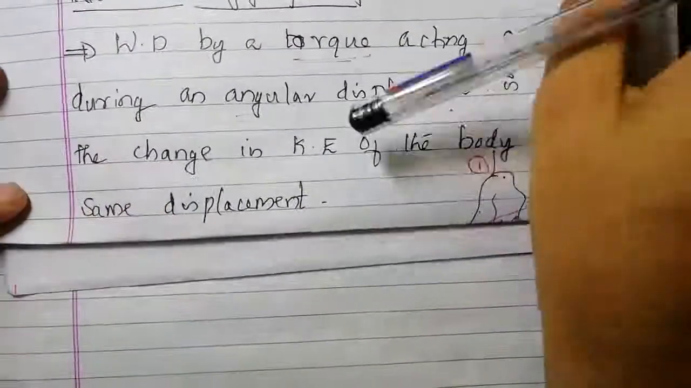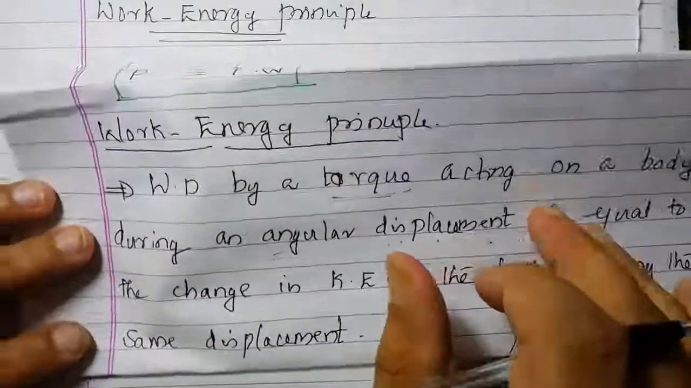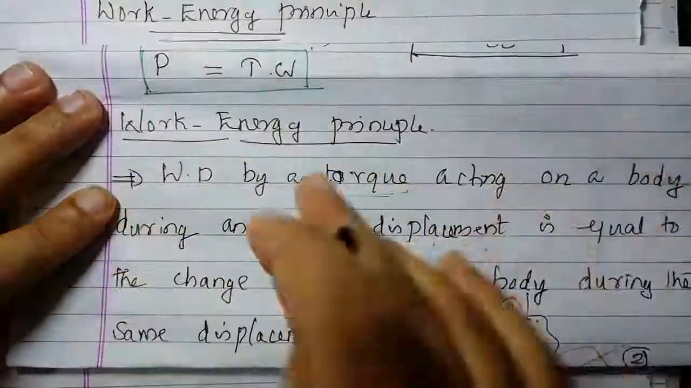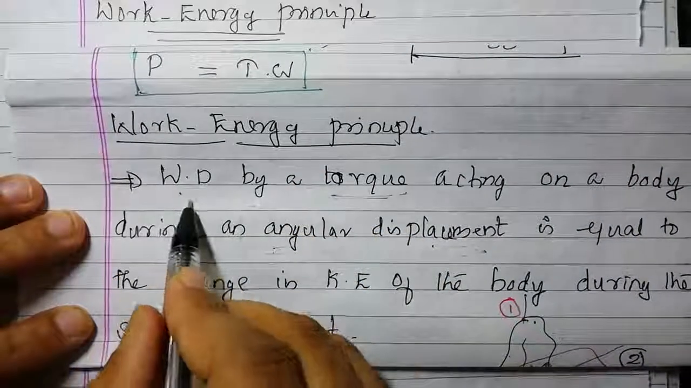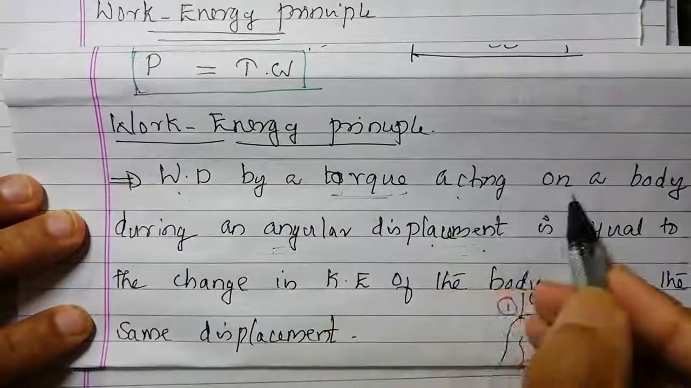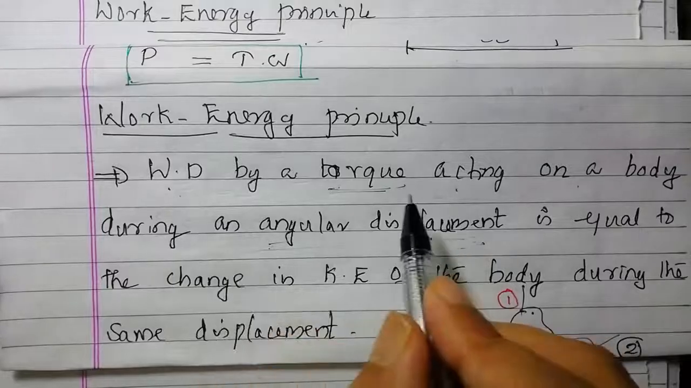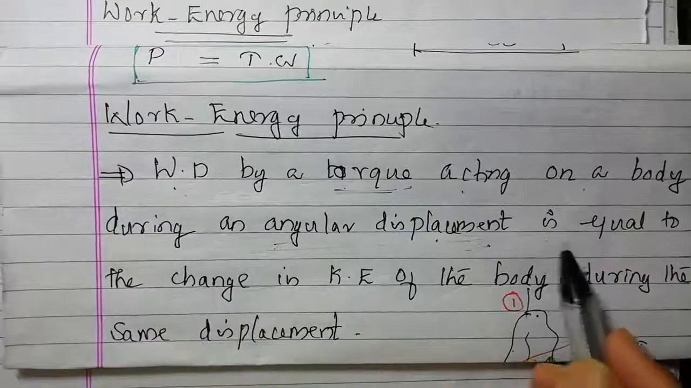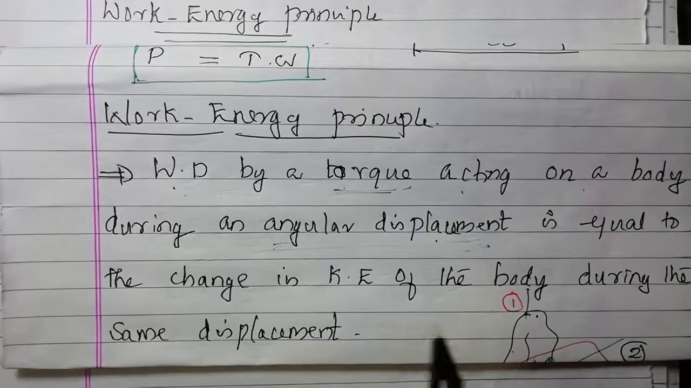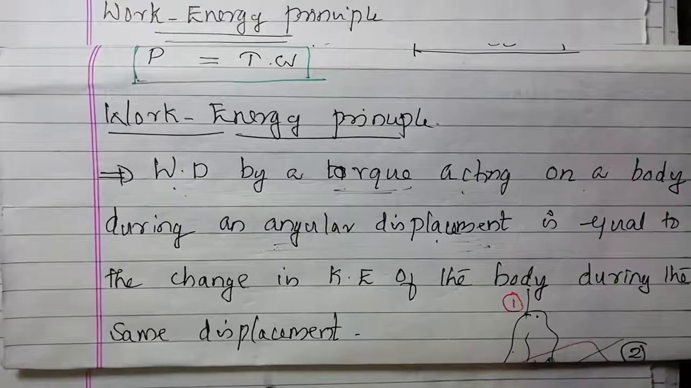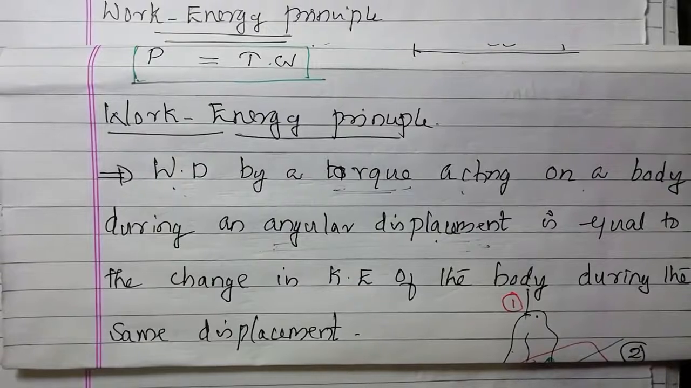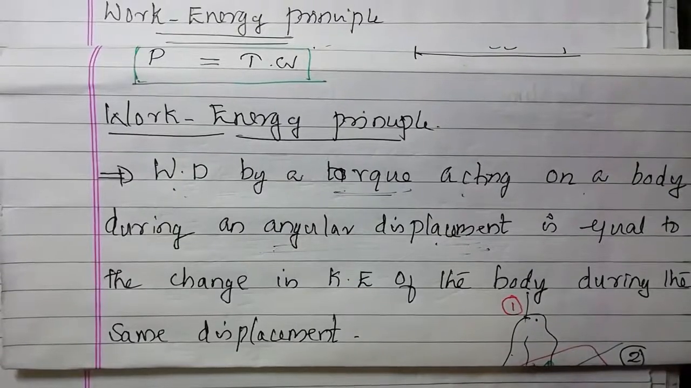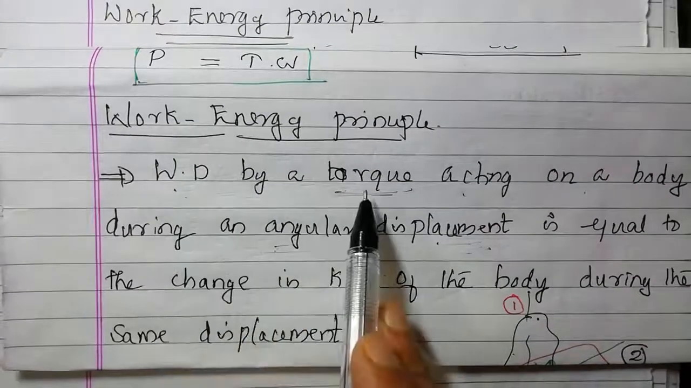This is the work energy principle. The work energy principle states that work done by a torque acting on a body during an angular displacement is equal to the change in kinetic energy of the body during the same angular displacement. I repeat, work done by a torque.